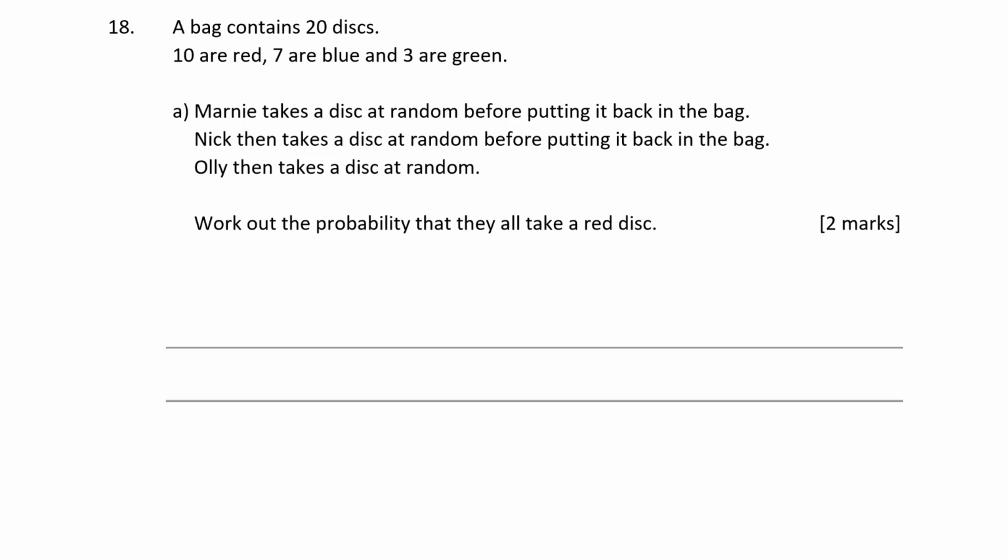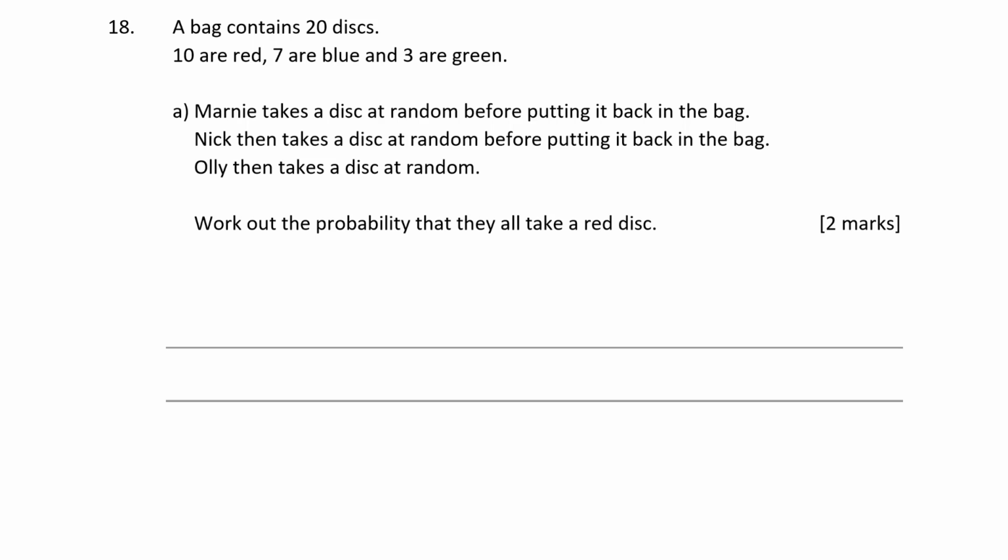Okay, so we've got selection with replacement here, which means the probabilities stay the same all the way through. It's independent probability, isn't it? It's not dependent, where the number of discs decreases through each selection, because we're always putting the disc back in on all of the selections, aren't we? So on every selection, there are always going to be 10 red, 7 blue, and 3 green.